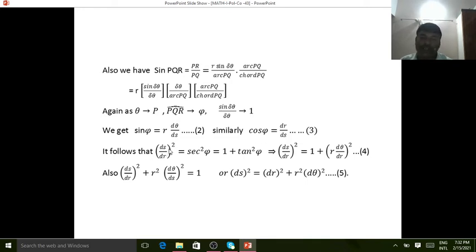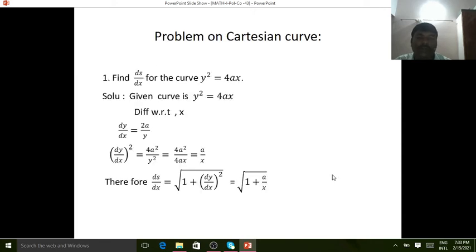So it follows that (ds by dr) whole square is equal to secant square phi. By the third identity, secant square phi can be written as 1 plus tan square phi. So (ds by dr) whole square is equal to 1 plus (r d theta by dr) whole square. Call this equation number 4. Also we have (dr by ds) whole square plus r square (d theta by ds) whole square is equal to 1, or ds square is equal to dr square plus r square d theta square. This is equation number 5.